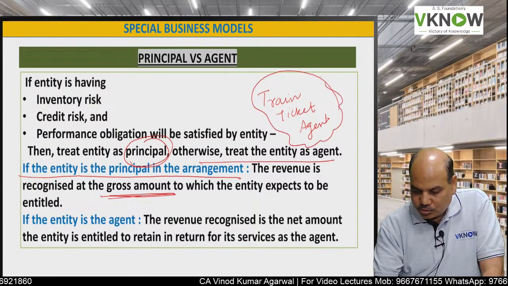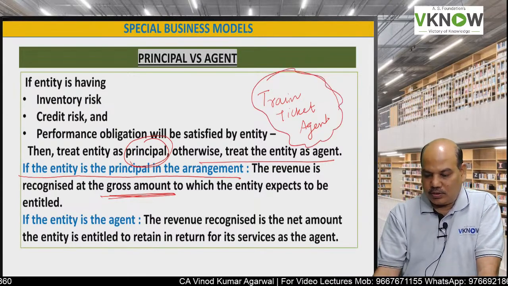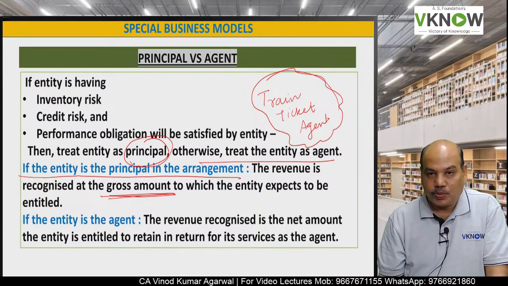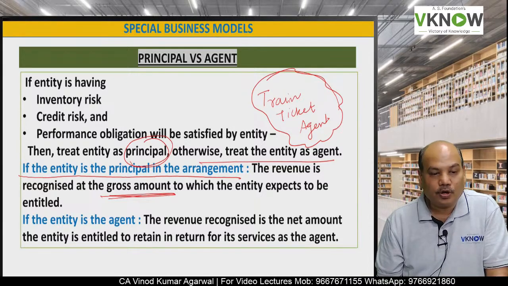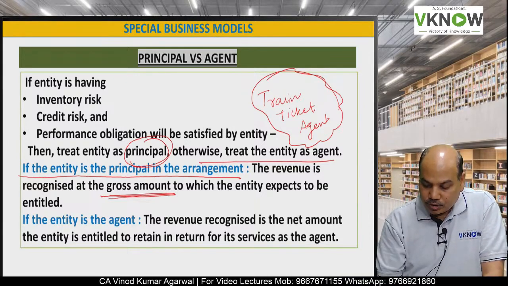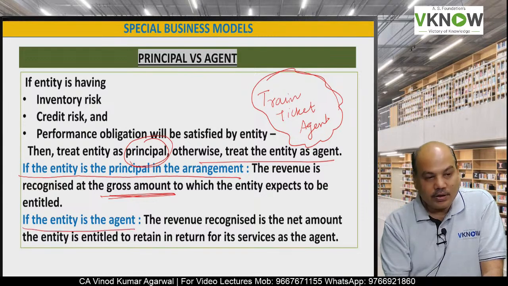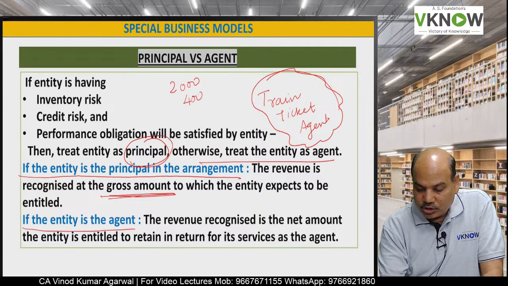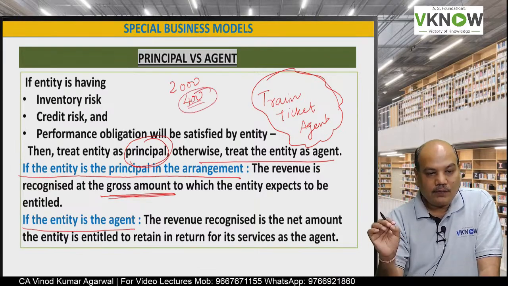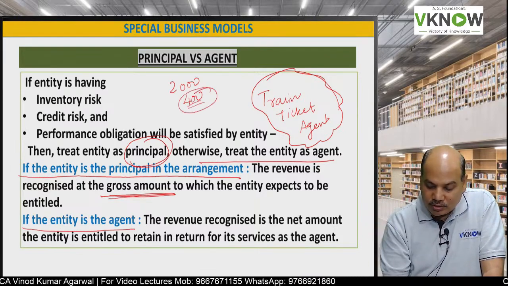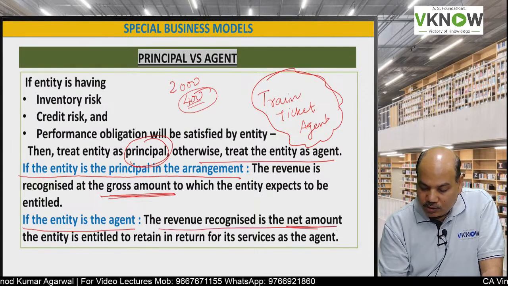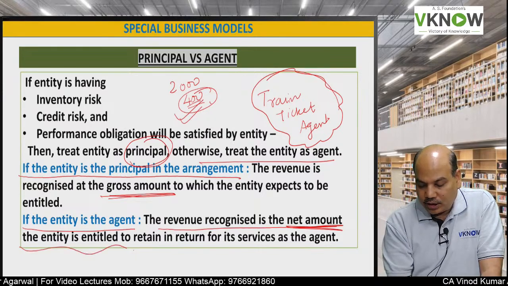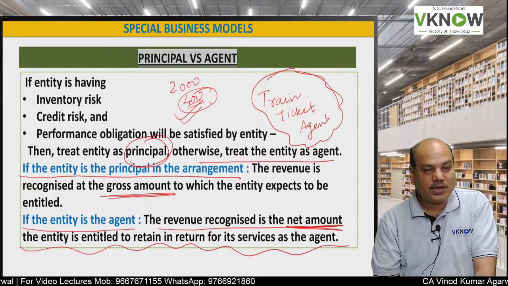Your job is just to book a ticket on behalf of the customer. Then you are not a principal, because you are not responsible for providing the performance obligation. But if you are an agent, suppose the ticket is 2000 rupees and your commission is 400 rupees, then the revenue recognized will be the net amount, meaning 400 rupees, which the entity is entitled to retain in return for services as an agent.